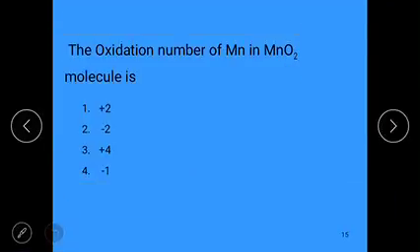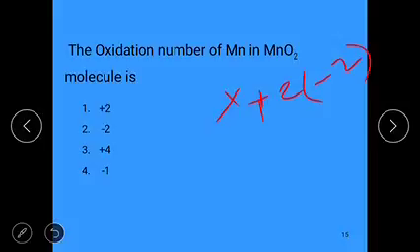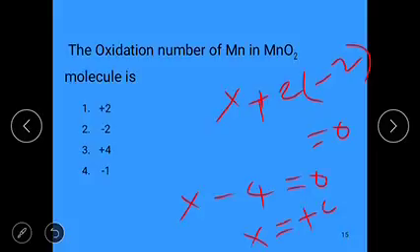Here manganese x plus 2 into minus 2 equals 0. Then x minus 4 equals 0. Then x equals plus 4. The right answer is plus 4.